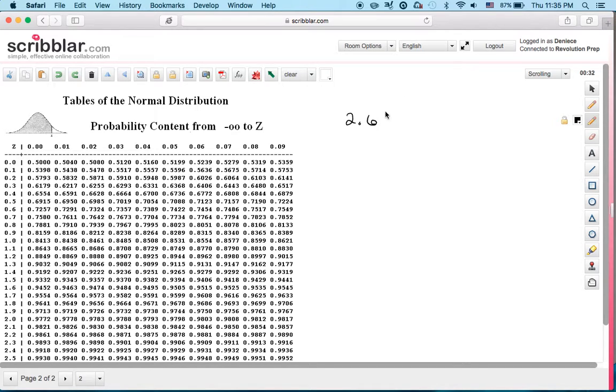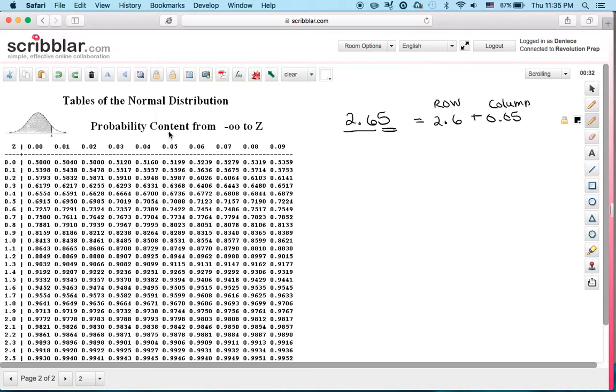Now 2.65 needs to be broken down into two parts. We're going to take the number that's in front of the decimal and the first number behind the decimal, and then we're going to take the second number behind the decimal. So this is equal to the 2.6 row that we're going to look in, and the 0.05 column.